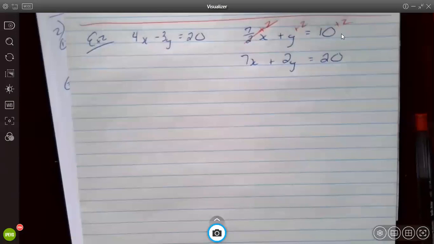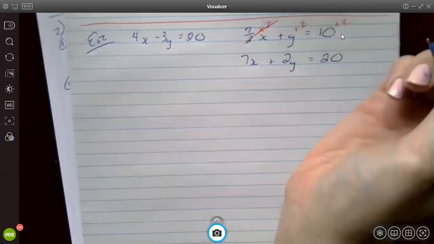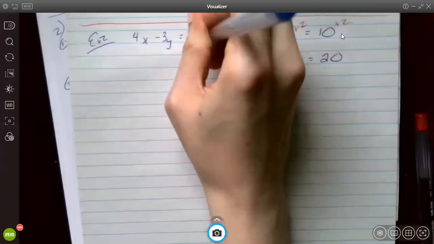And actually, I'm going to change this. Yeah, I'm going to change this to 40, so my constants don't cancel out. There we go.